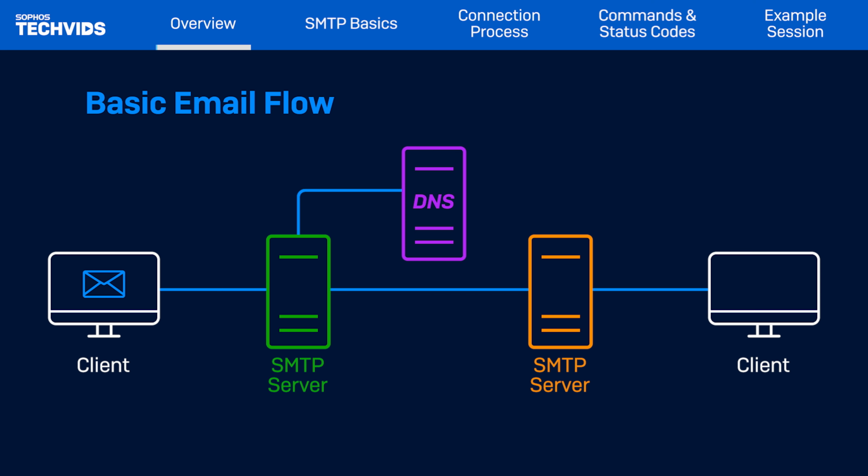The email process revolves around an SMTP client and server. An SMTP client, also the sender of the email, loads an email onto the SMTP server. This is achieved through an email program such as Microsoft Outlook.